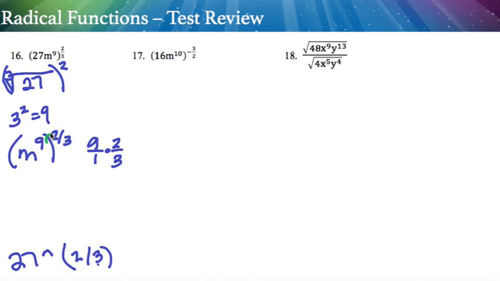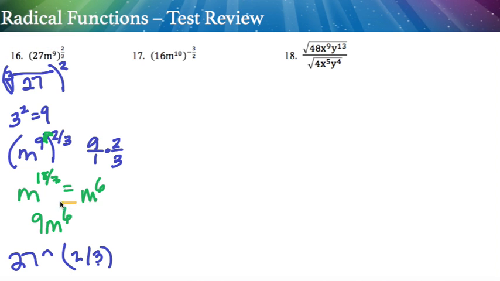Okay, so what I'm going to do is I'm going to multiply them, and that's going to give me 18. 9 times 2 is 18, and 18 divided by 3 is 6. So it's really m to the 18 over 3, or m to the 6. So my final answer is going to be 9m to the 6th.